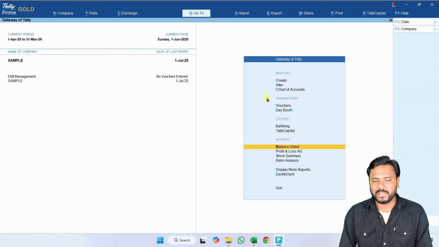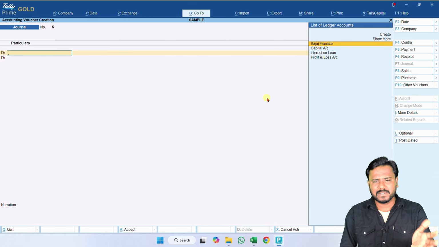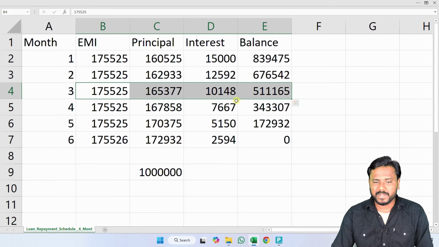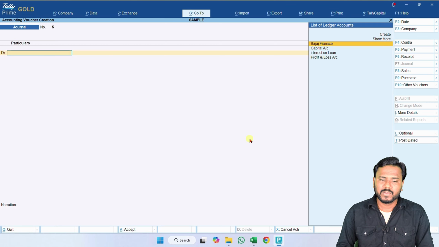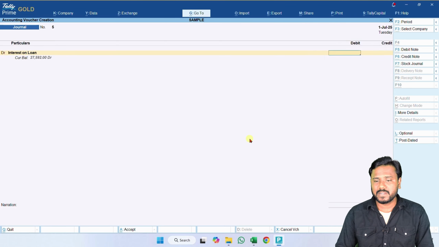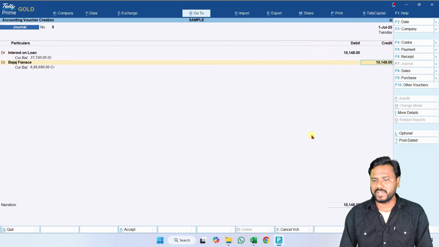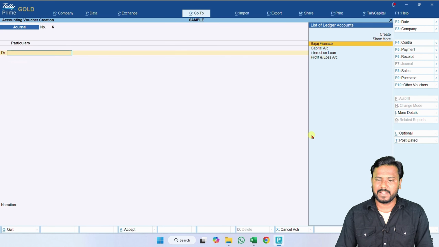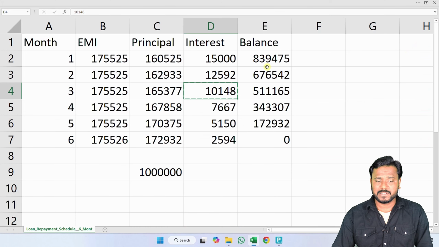If you want to do it manually, once again I will show you in July. So April, May and June are done. I'll go to vouchers in July. What do you do? First again, journal entry. What is the journal? Interest on loan. How much interest do you pay for the next month? So go to journal in July. On 1st July, we will add interest. Interest on loan. How much amount? 10,148 to Bajaj Finance. Okay, 10,148. And then go to payment voucher, bank to Bajaj Finance. How much do you pay now?